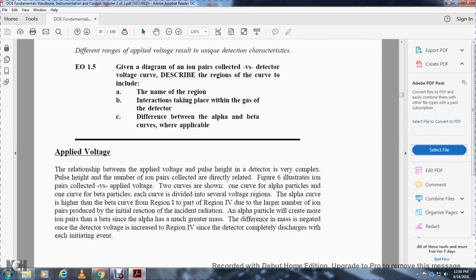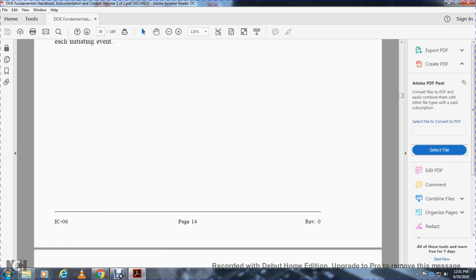The relationship between the applied voltage and pulse height of the detector is very complex. The pulse height and the number of ion pairs collected are directly related. Figure 6 illustrates the ion pairs collected versus applied voltage. Two curves are shown, one for an alpha particle and one for a beta particle, and each curve is divided into several voltage regions. The alpha curve is higher than the beta curve from region 1 to part of region 4 due to the large number of ion pairs produced by the initial reaction of the incident radiation. The alpha particle creates more ion pairs than the beta since the alpha has greater mass. The difference is negated only as the detector voltage increases into region 4, where the detector is completely discharged for each initiating event.